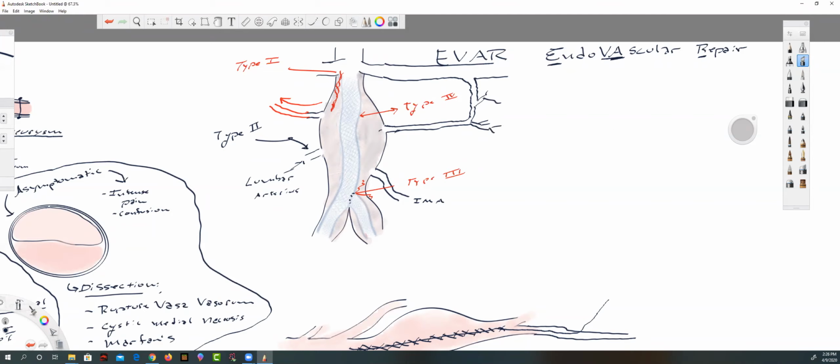We now have a situation where the blood can flow backwards. So retrograde flow through the lumbar arteries or the inferior mesenteric artery, that is a type 2 endoleak. I haven't even written the word endoleak down.